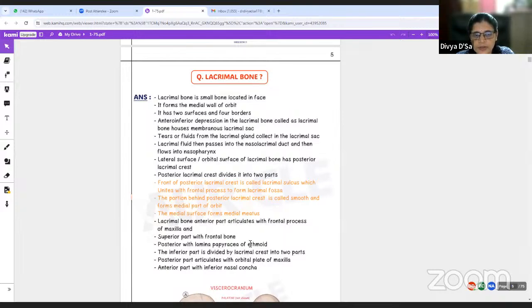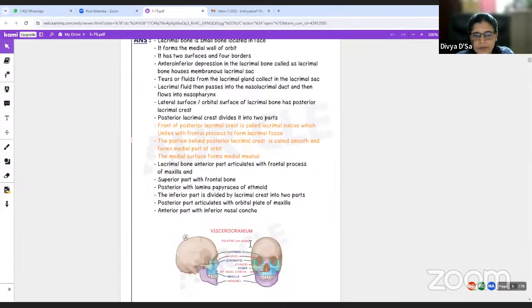This will unite with the frontal process to form the lacrimal fossa on the inner surface. The portion behind the posterior lacrimal crest is smooth, and it forms the medial part of the orbit. The medial surface of this will form the middle meatus of the lateral wall of the nose; it will contribute to the middle meatus part.